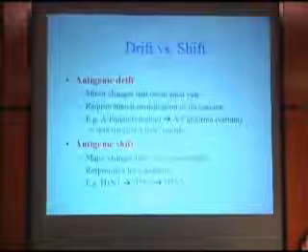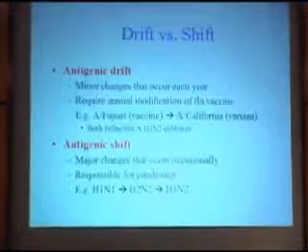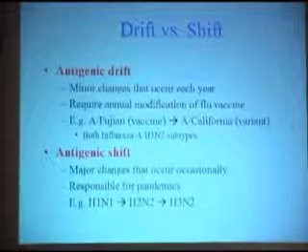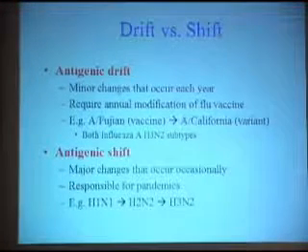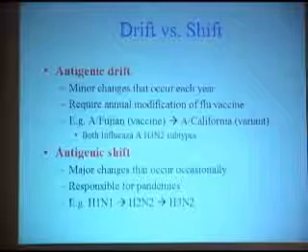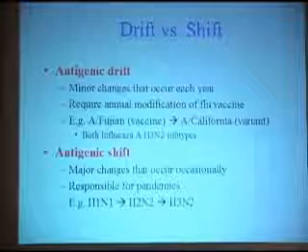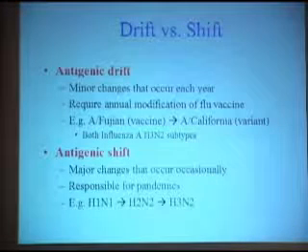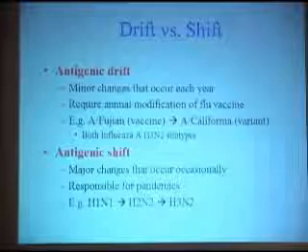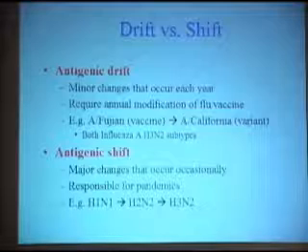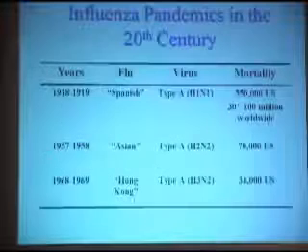Just a word about antigenic drift and shift. Drift is minor changes that occur every year. That's why we need a different flu shot every year. By contrast, antigenic shift is a major mutational change that actually changes the hemagglutinin or neuraminidase to a different type. And this is usually what's responsible for a pandemic, a major alteration in the genetic constitution.